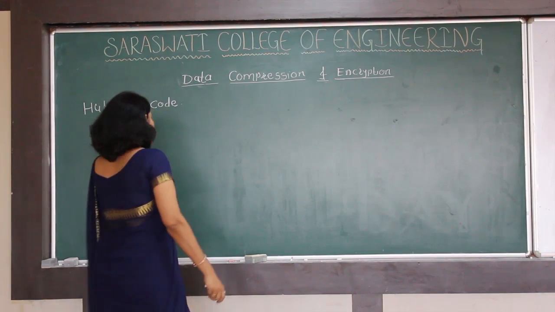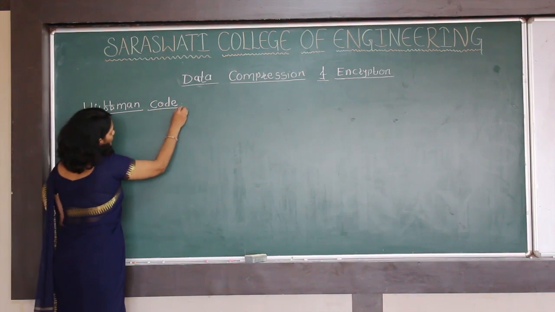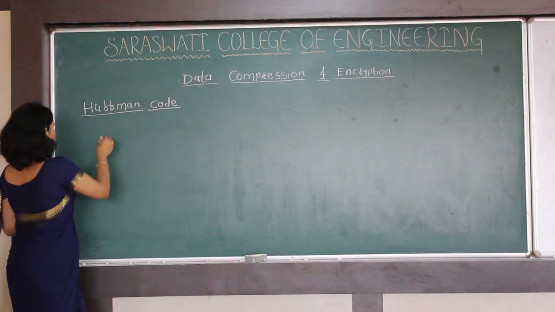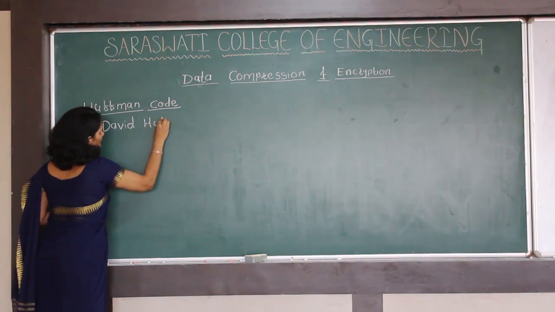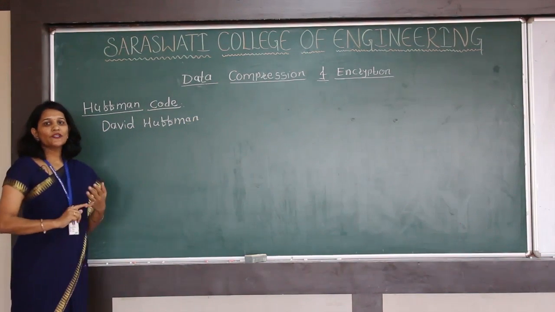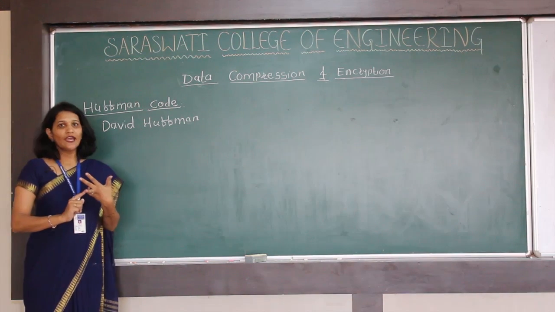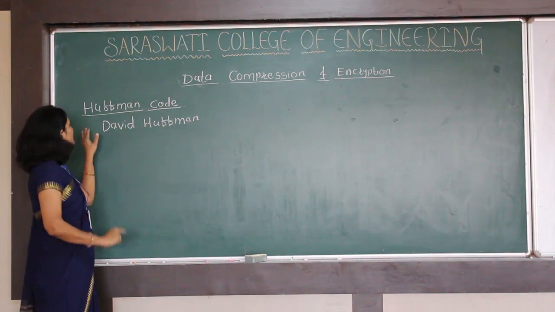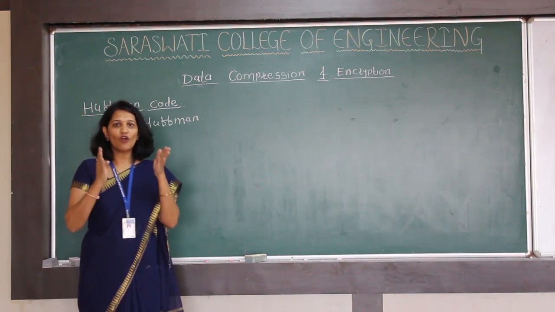Huffman code is a type of lossless image compression technique. Huffman code was invented by David Huffman. It is used for compression of text as well as compression of images in banking sectors and in medical applications. For calculation of Huffman code, first calculate the probabilities of all symbols.